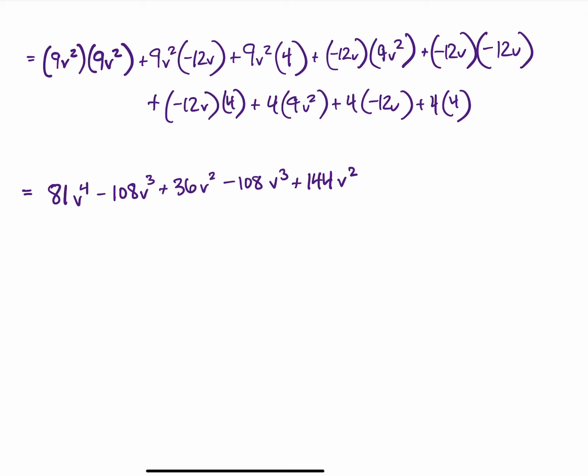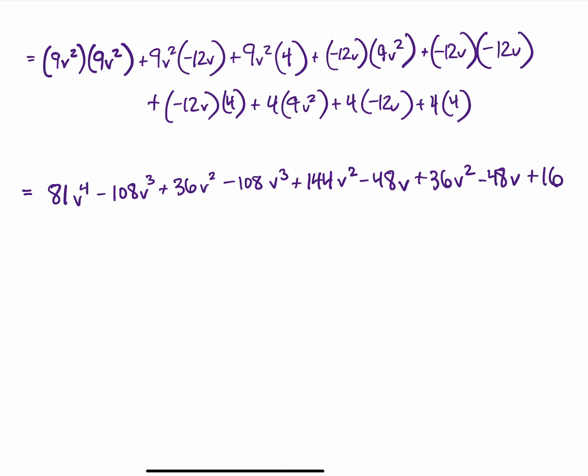Then 12 times 4 is 48. It'll become negative. Negative 12 times 4 will give us minus 48 v to the first power. Then here we get another positive 36 v squared. 9 times 4. Then 12 times 4, we will get another minus 48v. And then 4 times 4 will give us 16 at the end.